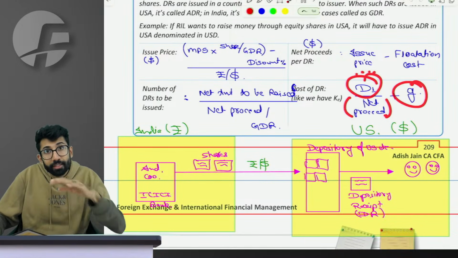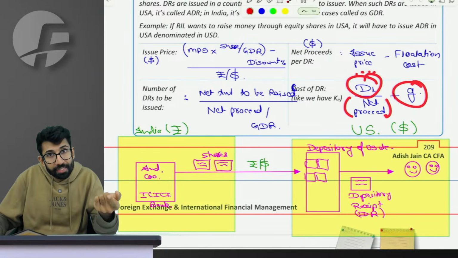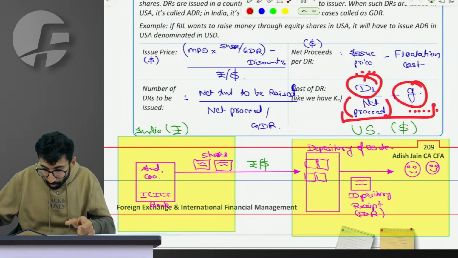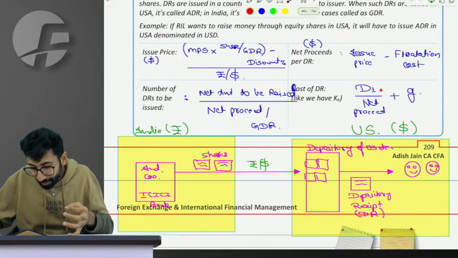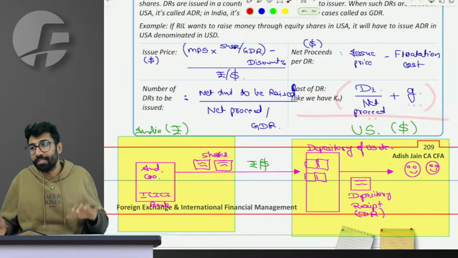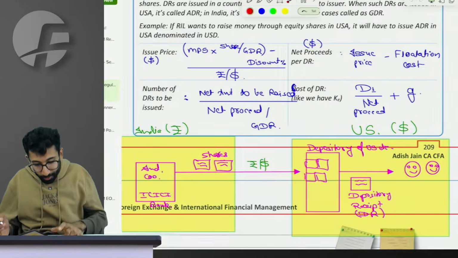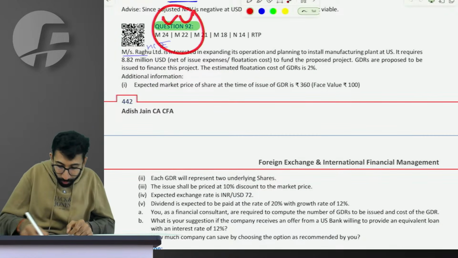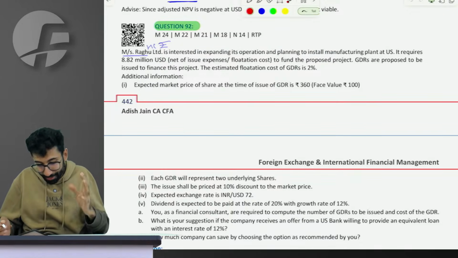Whatever net proceed I will receive, on that net proceed I will have to pay a dividend. And along with that, there will be a growth in the price of share or price of depository receipt, which is also a return for the investor. So the total return for him, or the total cost to me, is D1 divided by net proceed plus G, being the cost of depository receipt. Yes, so based on that logic, if I solve question 92, which has been asked by the institute multiple times, you'll find it extremely easy.